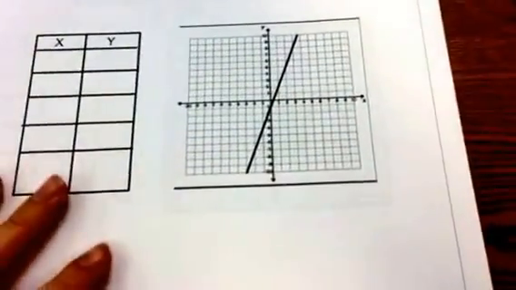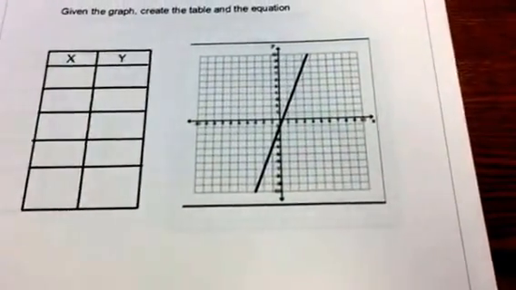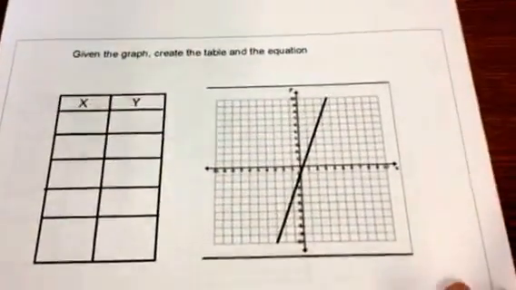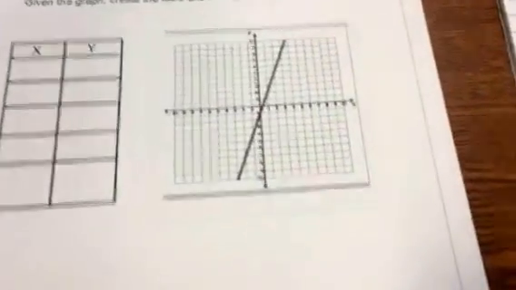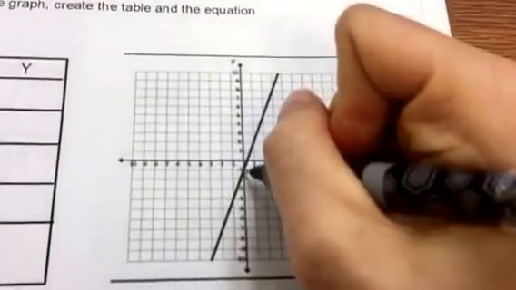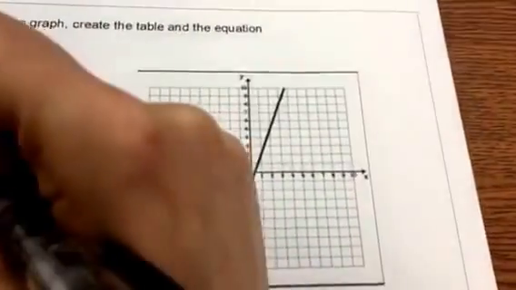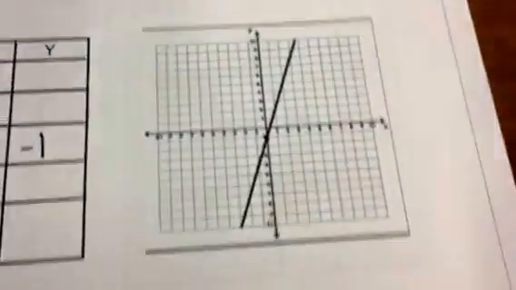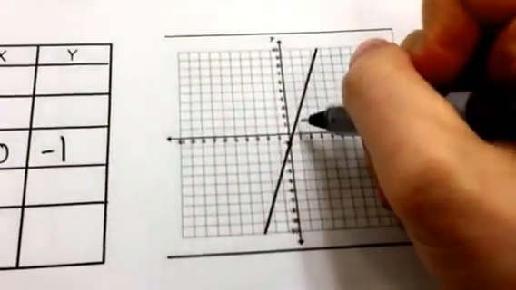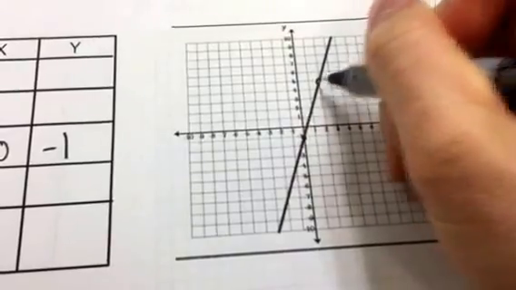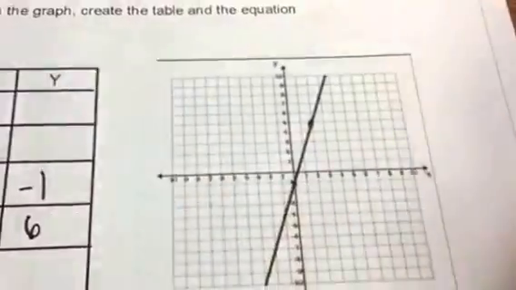So now I've been given a graph. So from the graph, I want to create the table and the equation. So I'm going to start by filling out my table based on the graph that I have here. So I can see that my y-intercept is right there. So I have the point 0, -1. Okay, what other points do I have? Well, I have this point right here. That's the point 2, 6.